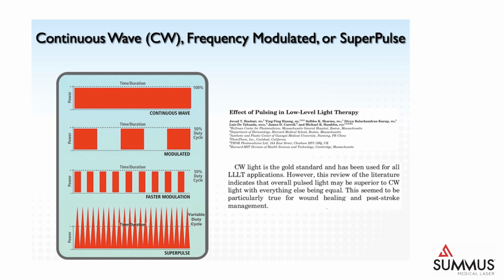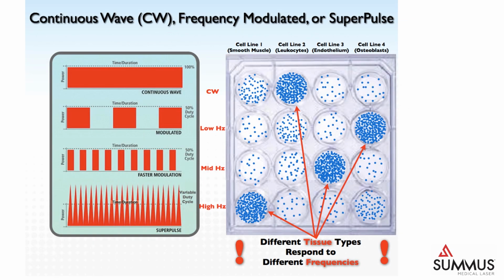The effects of pulsing in low-level light therapy. This slide addresses the different types of delivery of the therapeutic laser light to the patient, whether continuous wave, frequency modulated, or superpulse mode. There are different tissue types when treating the patient. Whatever the pathology or the injury or the body part that we are treating, there are different tissue types which have different cell types. And those different cell types respond to different pulse frequencies, whether it is delivering the laser light in continuous wave mode with a low pulse frequency, a mid-range, or a high pulse frequency.